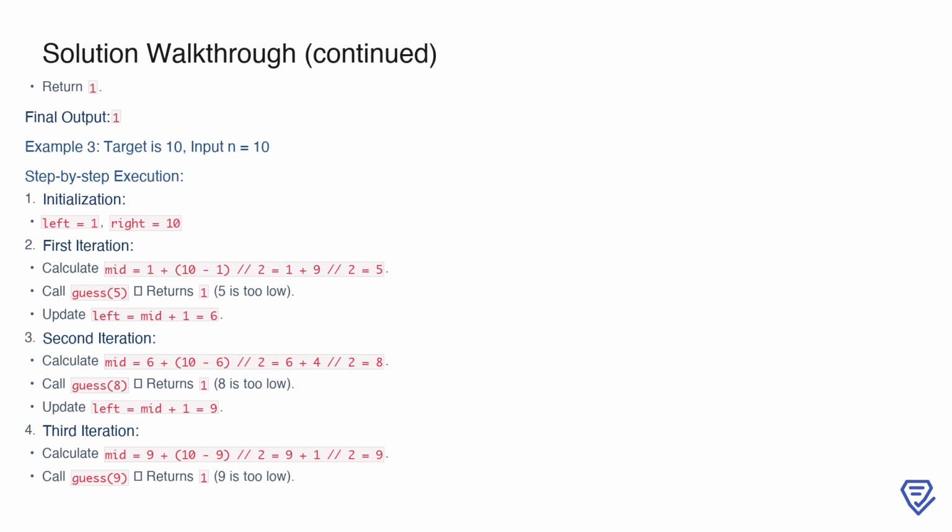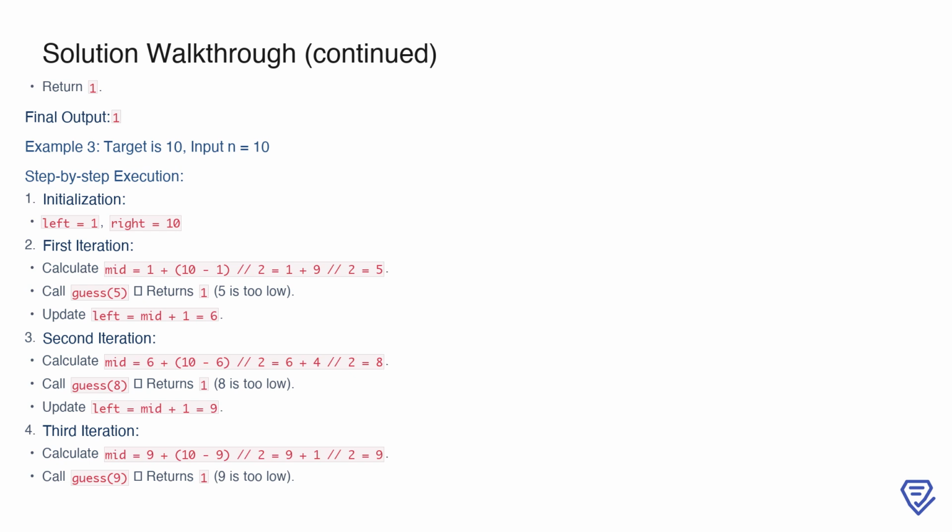As before, we initialize left at 1 and right at 10. In the first iteration, we calculate mid as 5. Calling guess 5 returns 1, meaning the guess is too low, so we move the left pointer up to mid plus 1, which becomes 6.